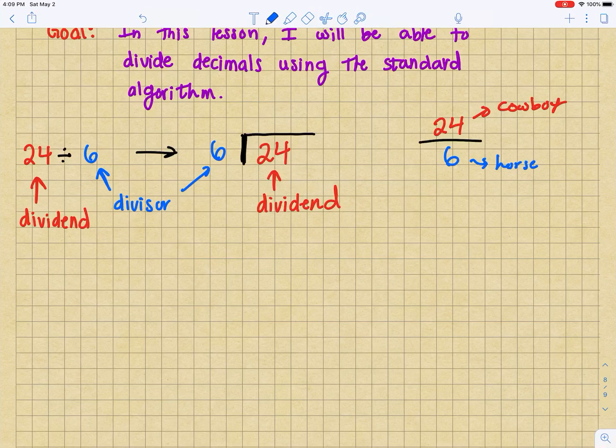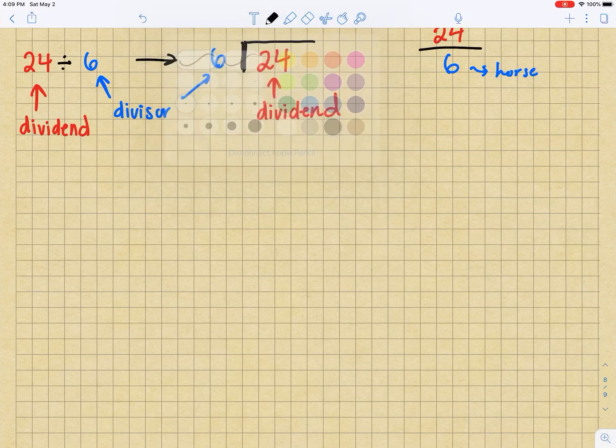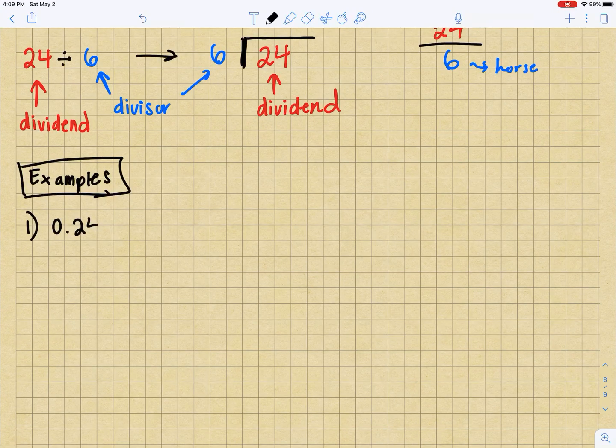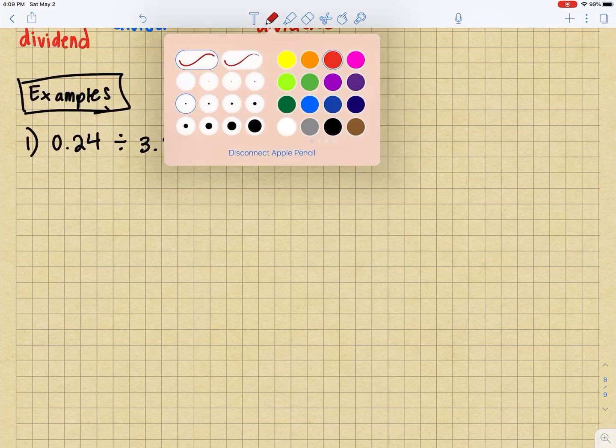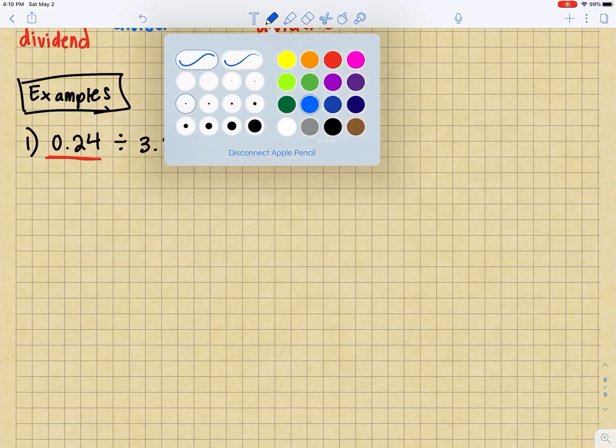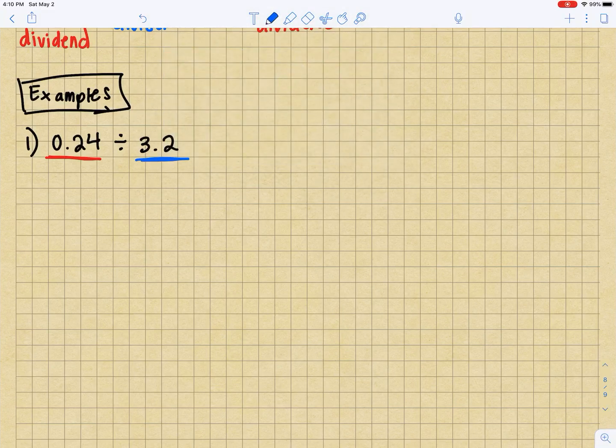Let's take a look at an example. Let me make an example section. Examples. Example number 1. I'm going to divide the decimal 0.24, 24 hundredths, divided by 3 and 2/10. Let me underline this here. This 24 hundredths is my dividend, and 3 and 2/10 is my divisor.